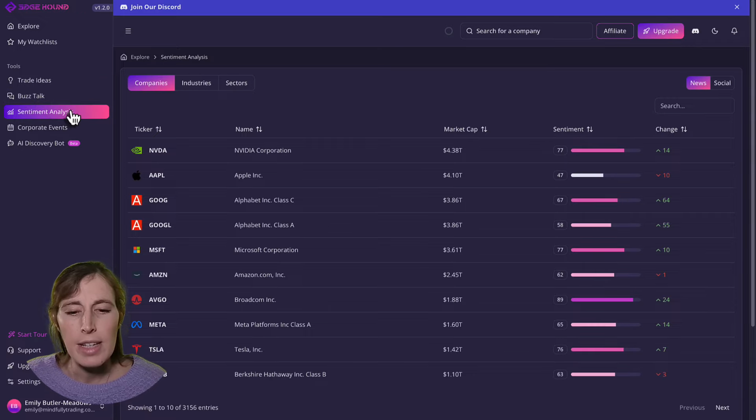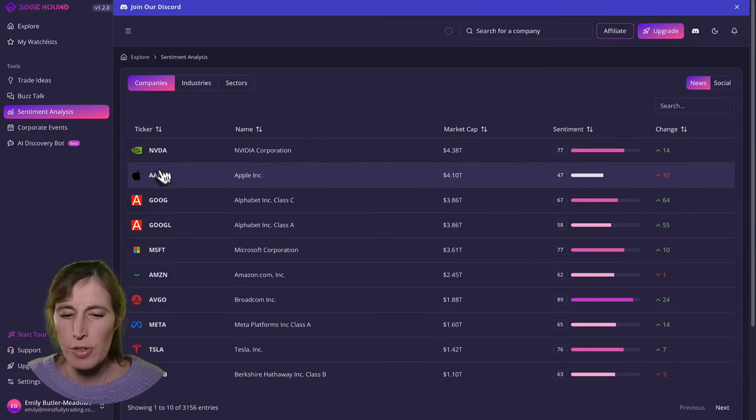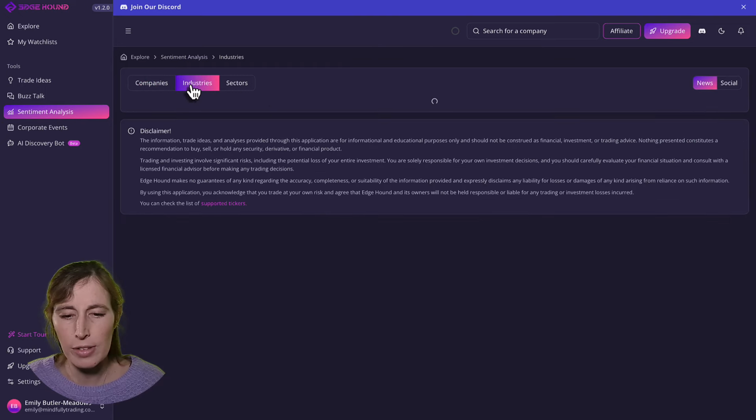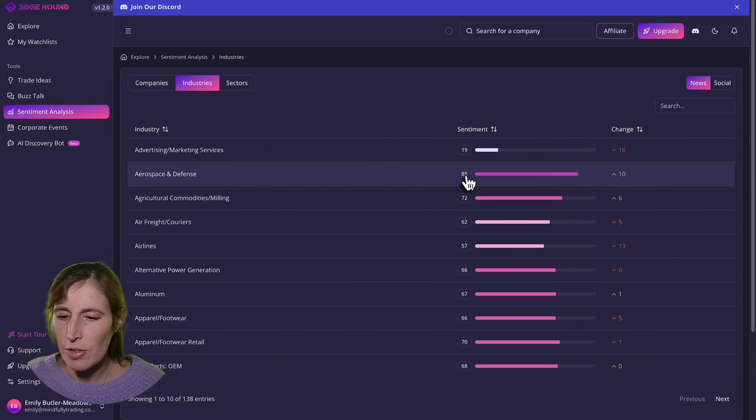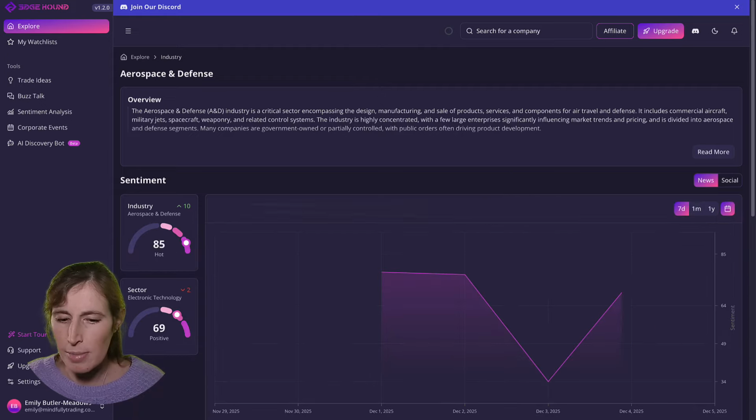Moving on into sentiment analysis, this looks like an overview sentiment for each stock, or we can filter this by industries. So at the moment, aerospace and defense has quite a strong sentiment.